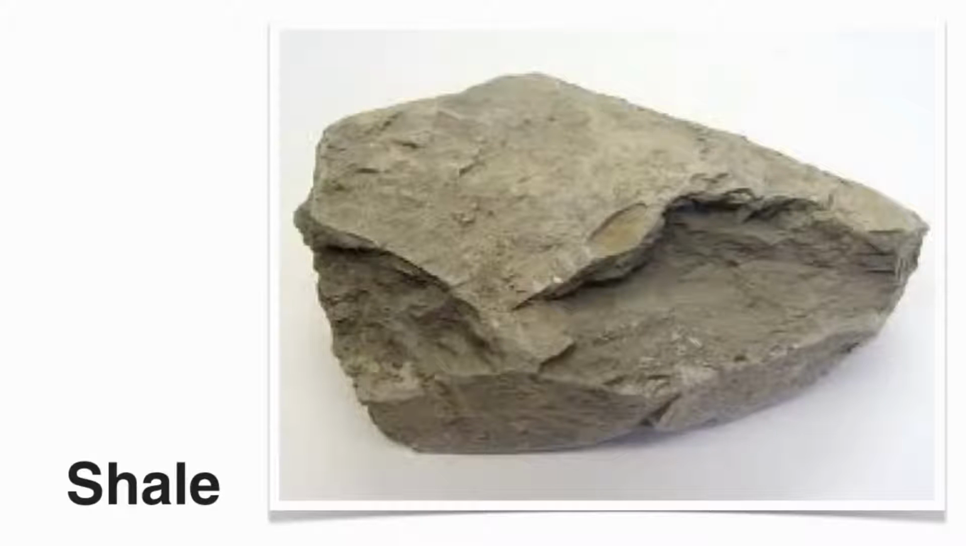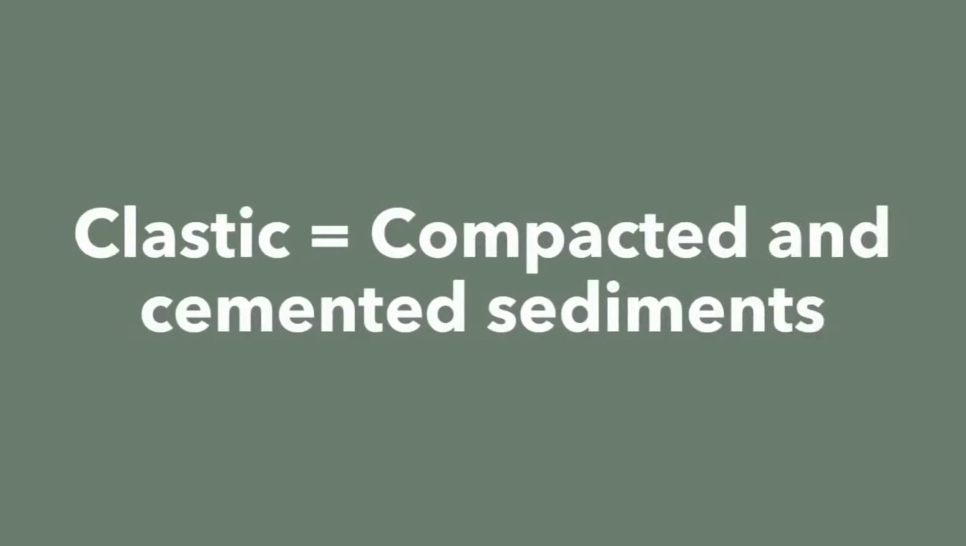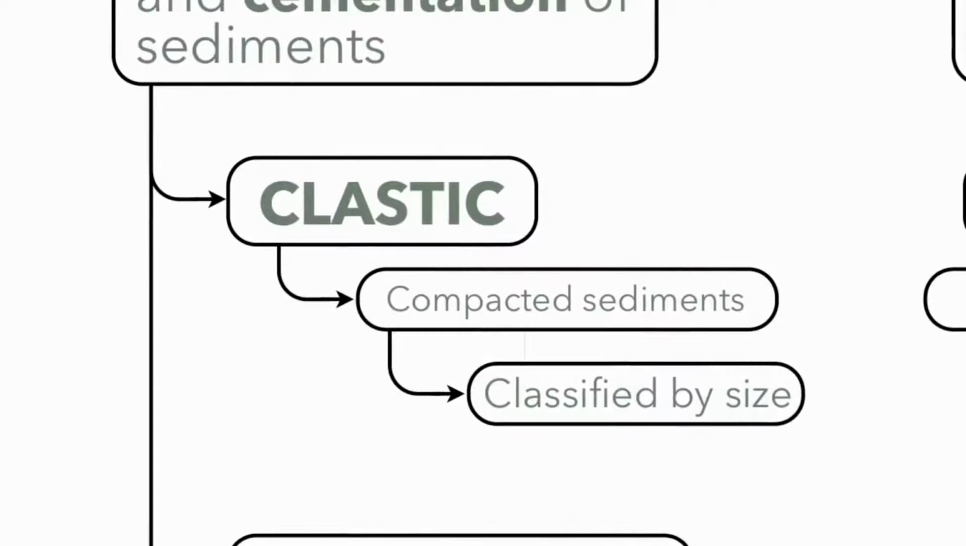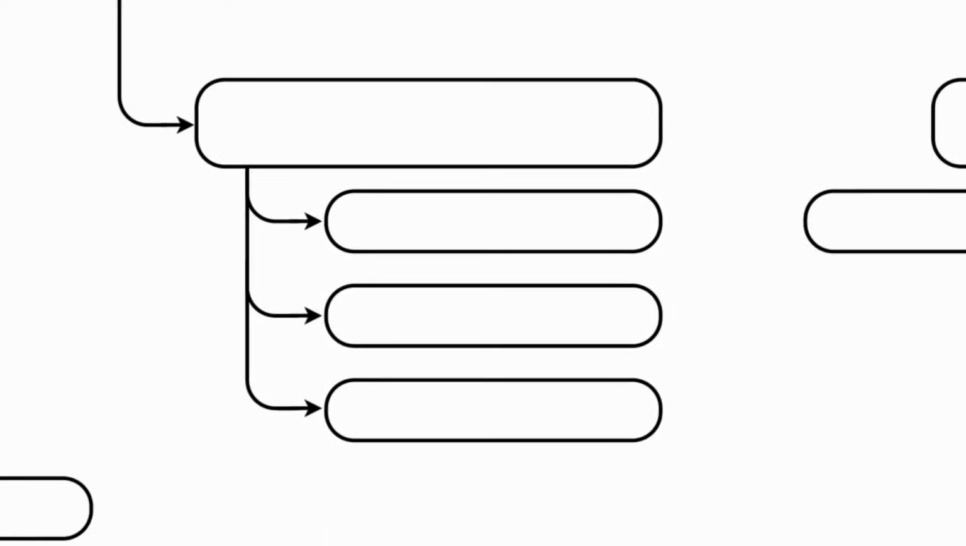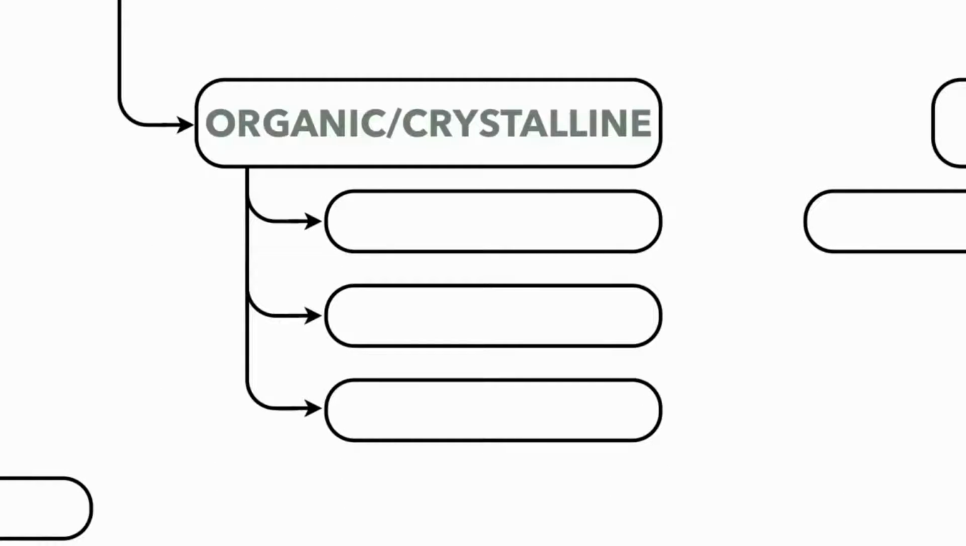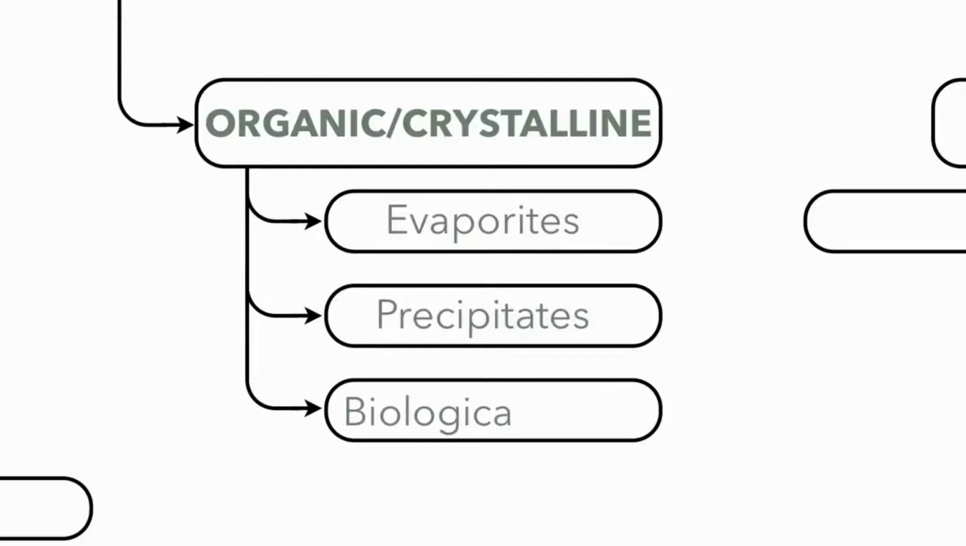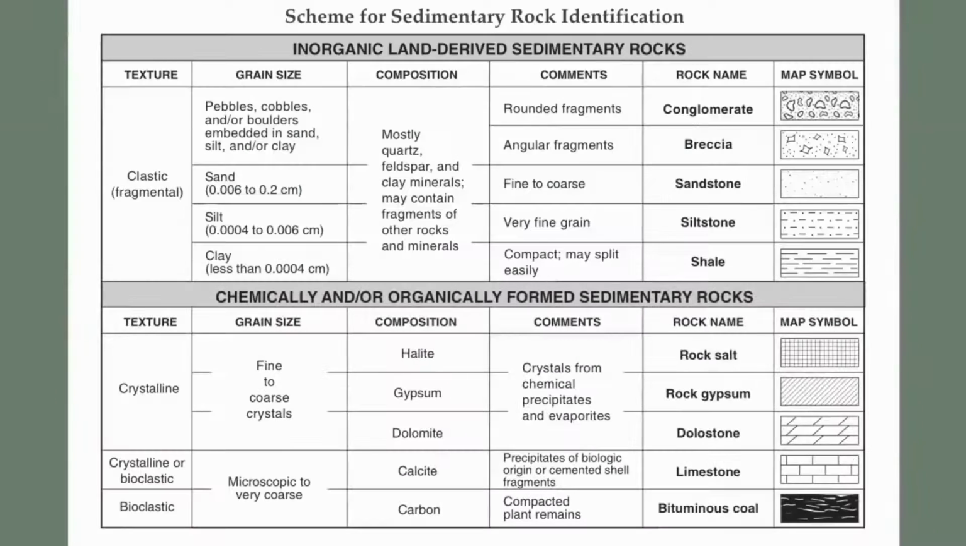So those are your clastic sedimentary rocks. Compacted and cemented sediments. Now, back to our chart. Let's look at the other two types. We have organic and crystalline sedimentary rocks. For the crystalline, we have things called evaporites and precipitates. And then for the organic, we have what we call biological matter rocks or bioclastic rocks. Let's talk about these, as they are a little bit more complex.